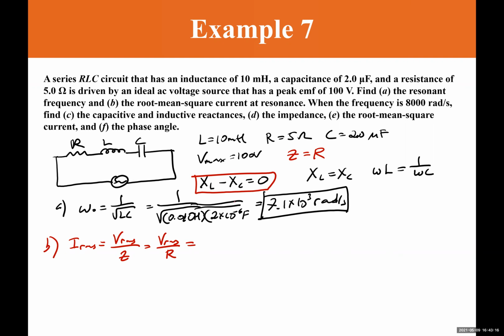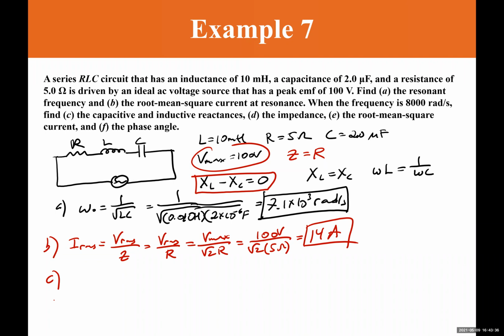VRMS, though, is again not given, but I can say this is just Vmax over the square root of 2, times R. That means it's 100 volts divided by the square root of 2 times 5 ohms. Plug this in, and we can calculate this to be 14 amps.